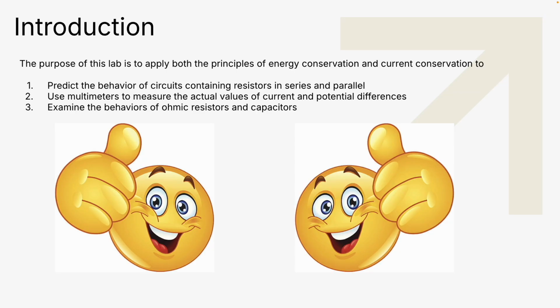The purpose of this lab is to apply both the principles of energy conservation and current conservation to: 1. Predict the behavior of circuits containing resistors in series and parallel. 2. Use multimeters to measure the actual values of current and potential differences. And 3. Examine the behaviors of ohmic resistors and capacitors.